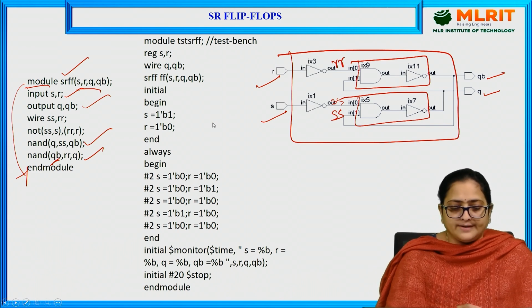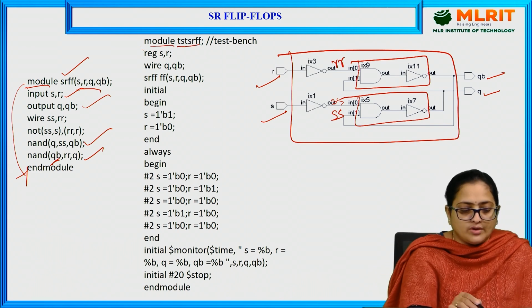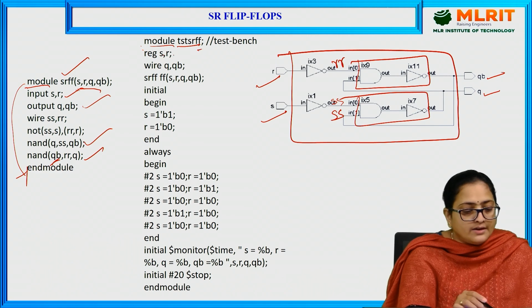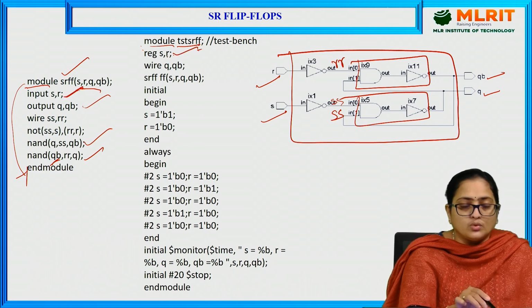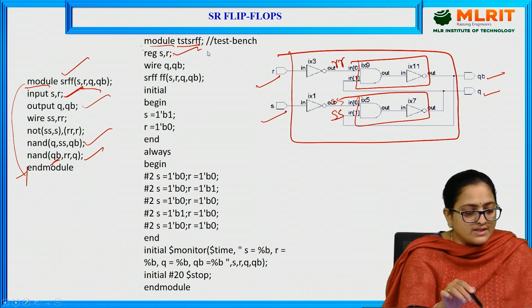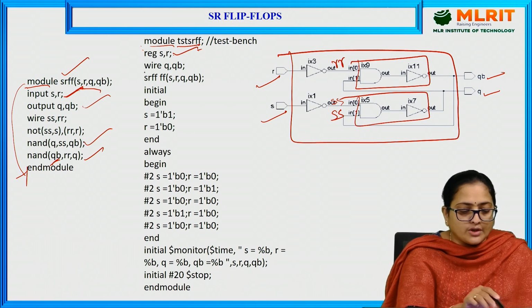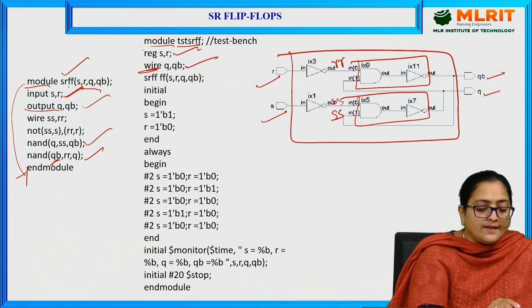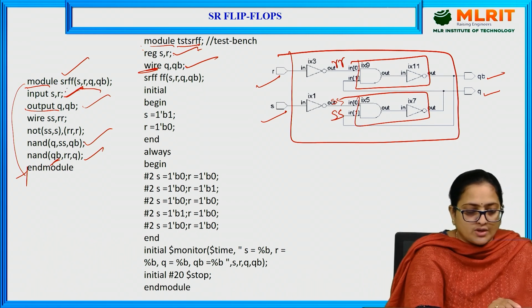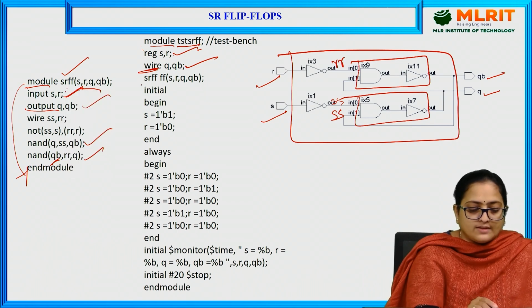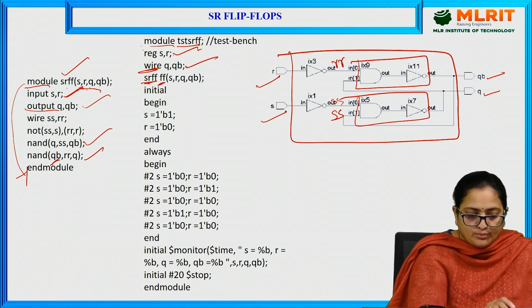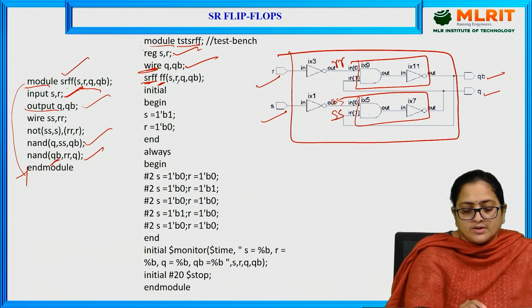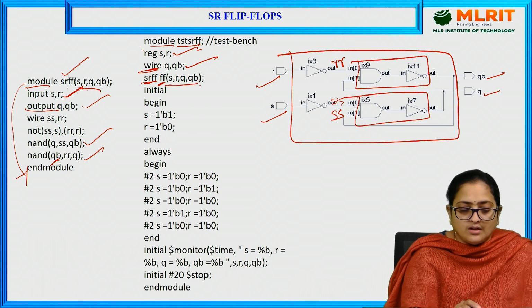And you can write a test bench code with the module name test underscore SR flip-flop. Inputs are R and S, so you use registers in the test bench code to give the S value and R value. And outputs are Q and QB, which will be declared as wires over here in the test bench. The name of the flip-flop design description I have taken is SRFF, so you call the same SRFF here and give that flip-flop instance name as FF. And the port list which I have followed here is inputs followed by the outputs, so you give the same inputs followed by the outputs.